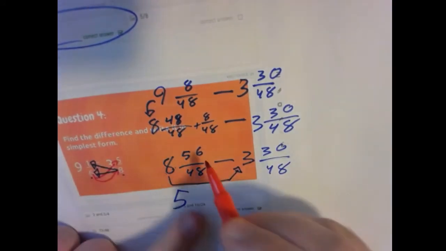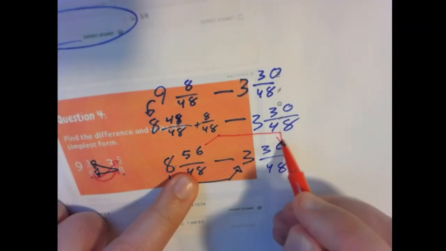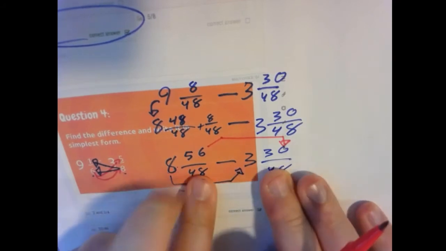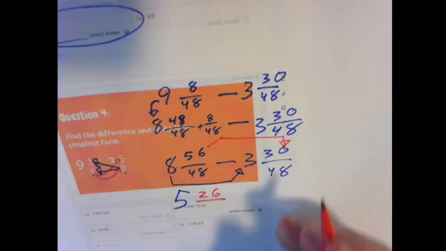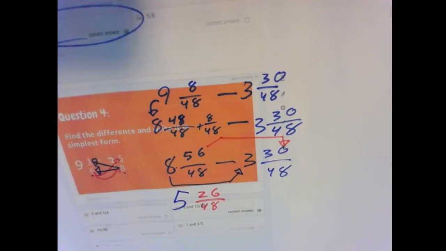Now let's do the fraction. 56 over 48 and 30 over 48. Common denominator. What is 56 minus 30? That's going to be 26. Okay, so what we're looking at, we should be done. Do we see a 5 and 26 over 48 in the answer choices? Not quite. Now this is a little bit tricky. It's going to take practice.